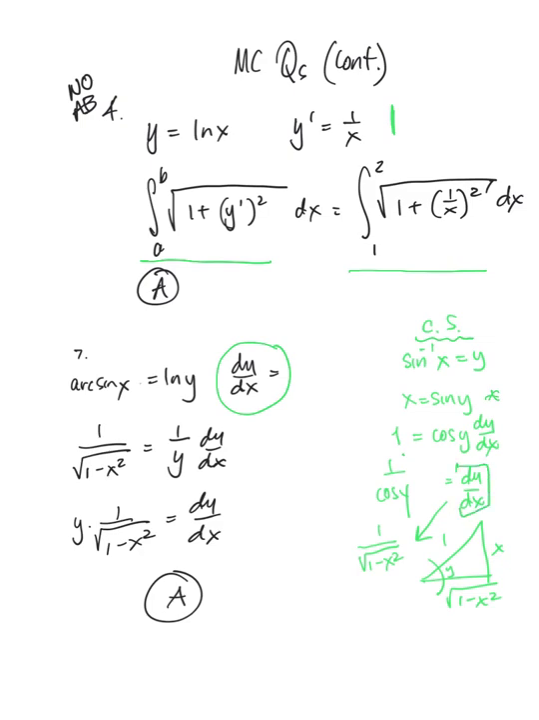Now we get 1 over cosine y, but up here x equals sine y, so I can draw my little triangle, and then 1 over cosine y would be 1 over adjacent over hypotenuse. And so the derivative of arcsine is 1 divided by the square root of 1 minus x squared. So that helps us in this first line over here. And then I'm just going to solve for dy/dx, and that's choice A.